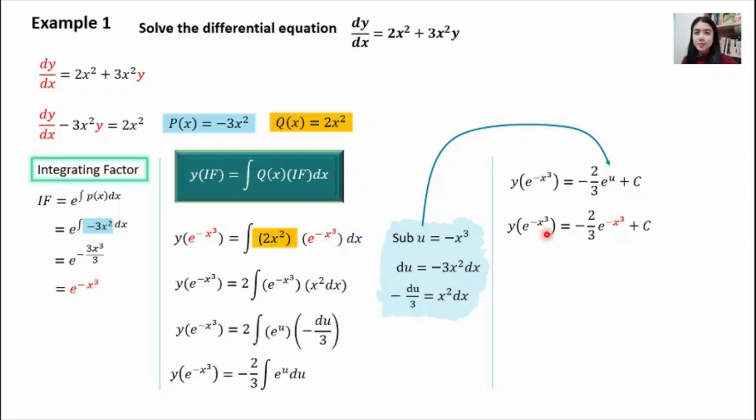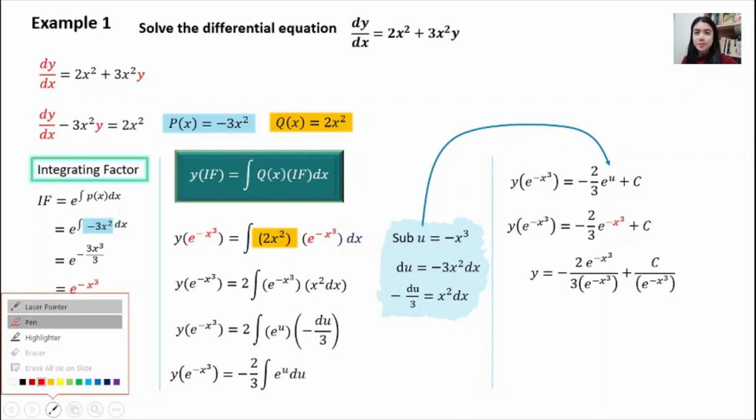Don't leave your answer in this way, because your left hand side is supposed to have only y. So just divide all of them with this exponent to the power of negative x cubed. You divide all of them with this, so you have the next line. Then go and do the simplification.